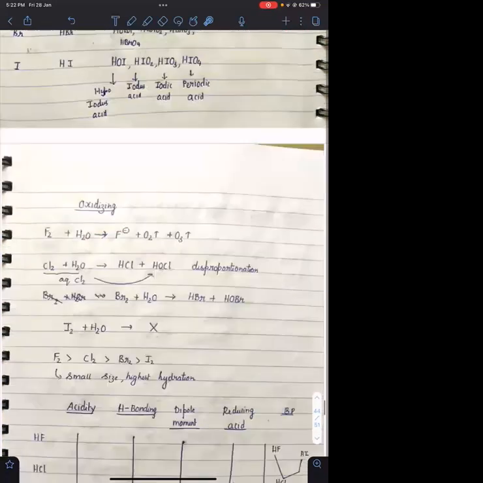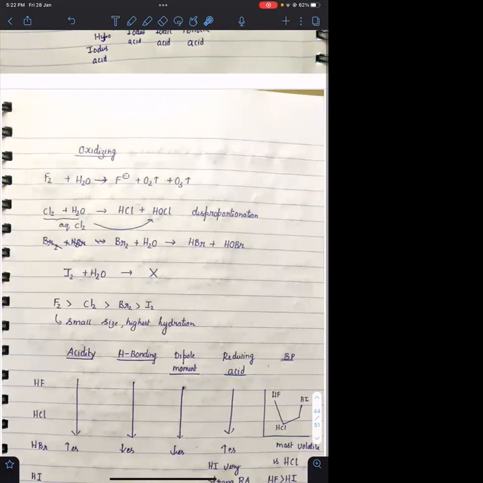Okay. In oxidizing behavior, fluorine is a very strong oxidizing agent because it has the highest electronegativity. Okay, oxidizing agent means it itself gets reduced. So fluorine, whenever it reacts with water, converts into fluoride along with formation of O2 and O3. Very strong oxidizing agent. That means here it could even oxidize oxygen. Why could it oxidize oxygen? Because fluorine is the strongest oxidizing agent, or fluorine has the highest electronegativity.